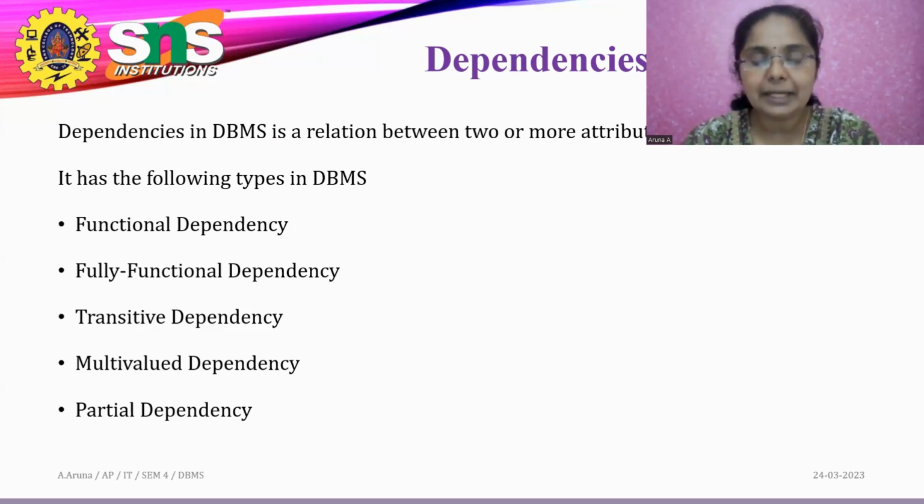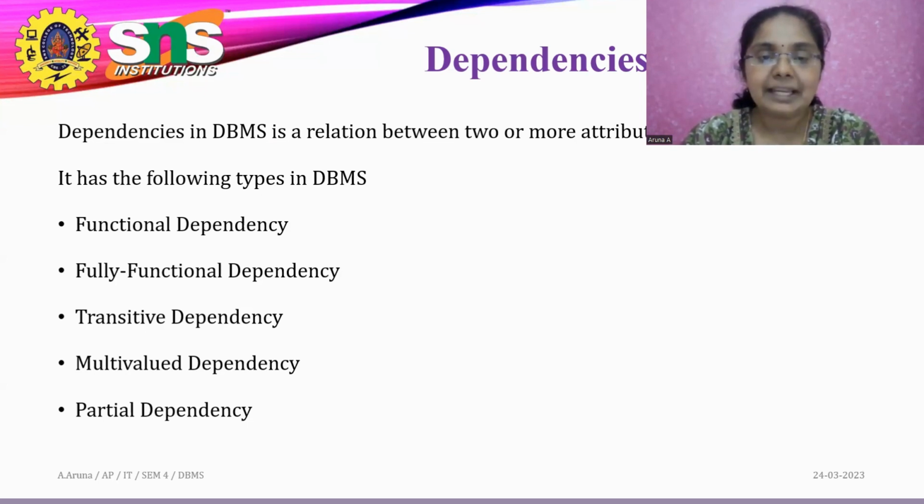Next one is partial dependencies. Partial dependencies are majorly used in Boyce-Codd normal form as well as 2NF, the second normal form, for eliminating partial dependencies. This dependency occurs when a non-prime attribute is functionally dependent on part of the candidate key. It is majorly used in 2NF for removing the partial dependencies in a particular table.